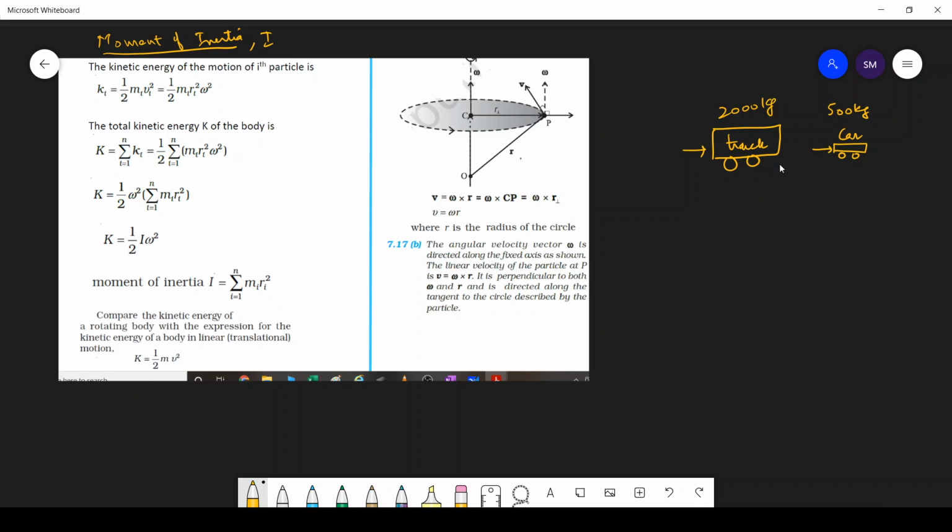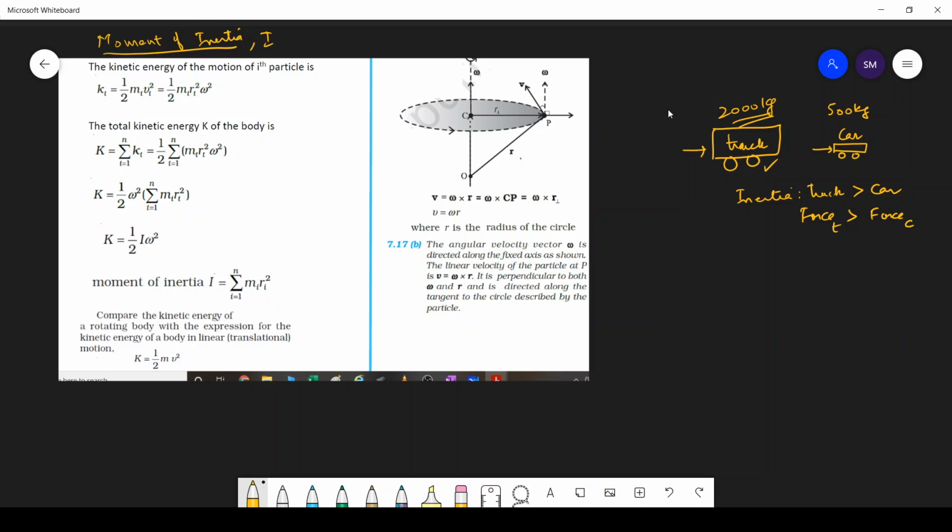Who has more moment of inertia? Who has more inertia? Truck. Yes. Truck of course has more inertia due to its mass. More is the mass, more is the inertia. So the inertia of the truck is definitely greater than the car. So you need to apply more force to move the truck than the force required to move the car.